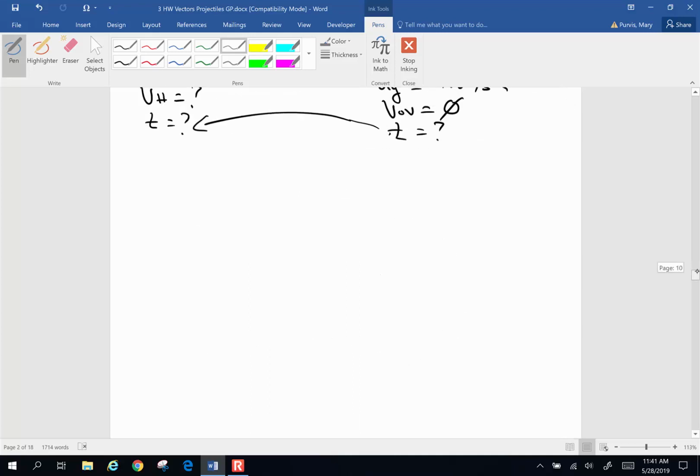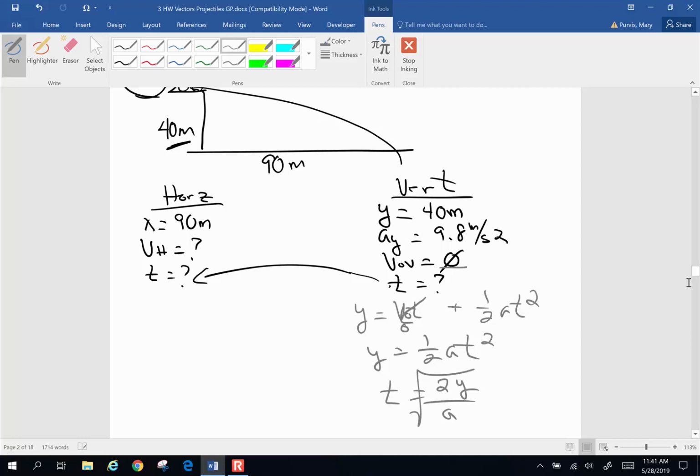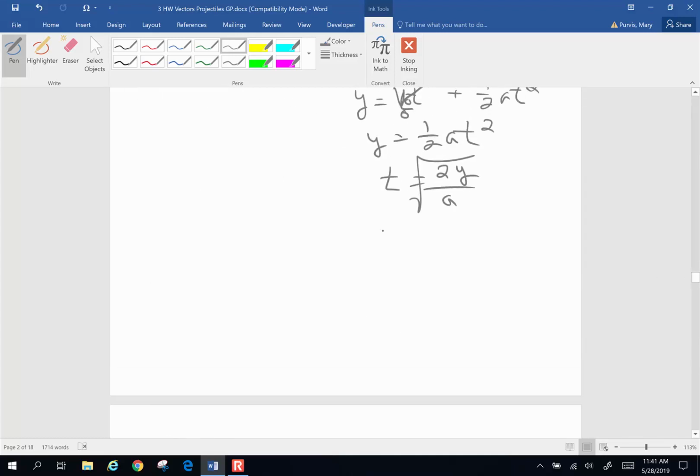So to find time on the vertical side, one more time, the drop equation: y is v0 t plus 1/2 a t squared. Because v0 is 0, that goes to 0. y is 1/2 a t squared. Solved for time, t is the square root of 2y over a. And time is going to be the square root of 2 times the vertical displacement, which is 40 meters, over the acceleration of gravity, 9.8 meters per second squared.